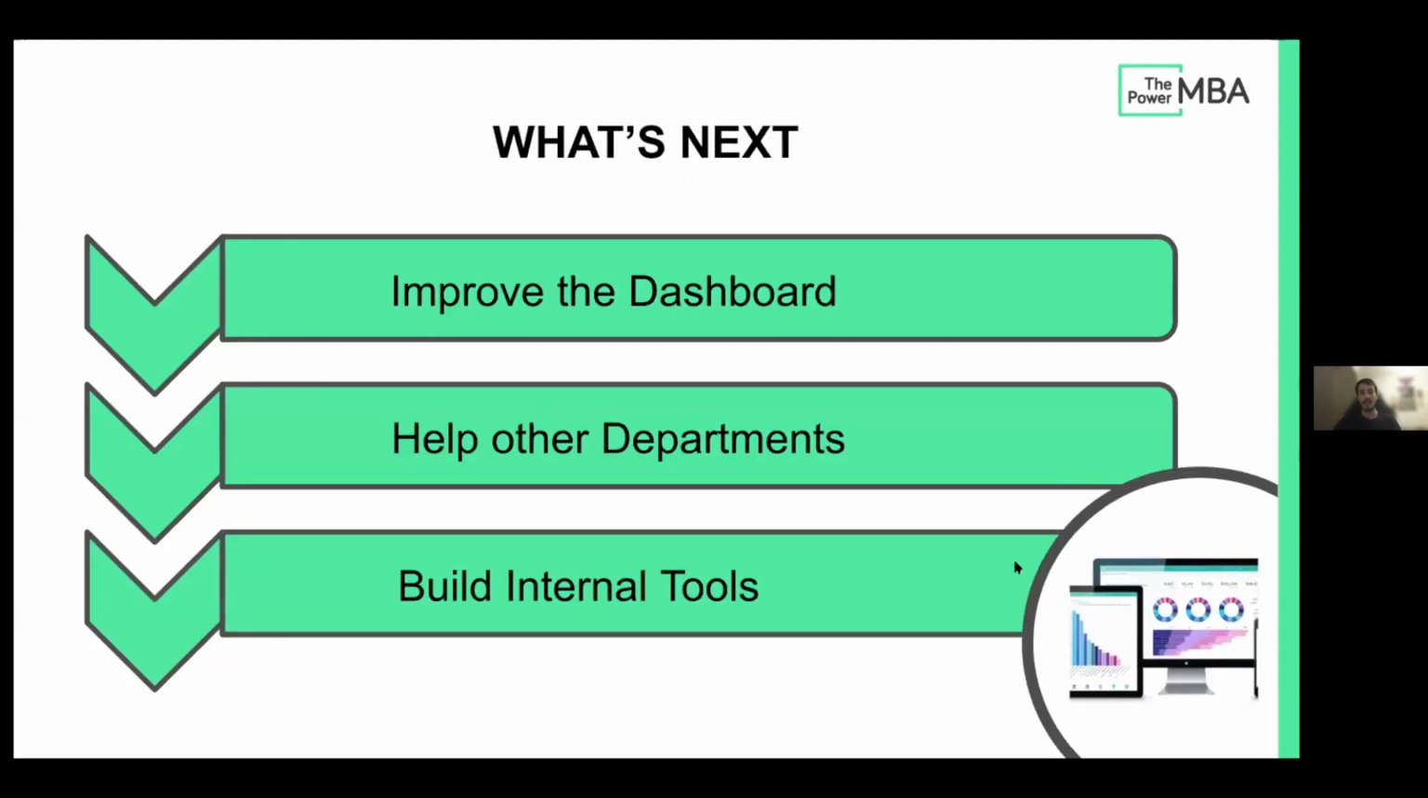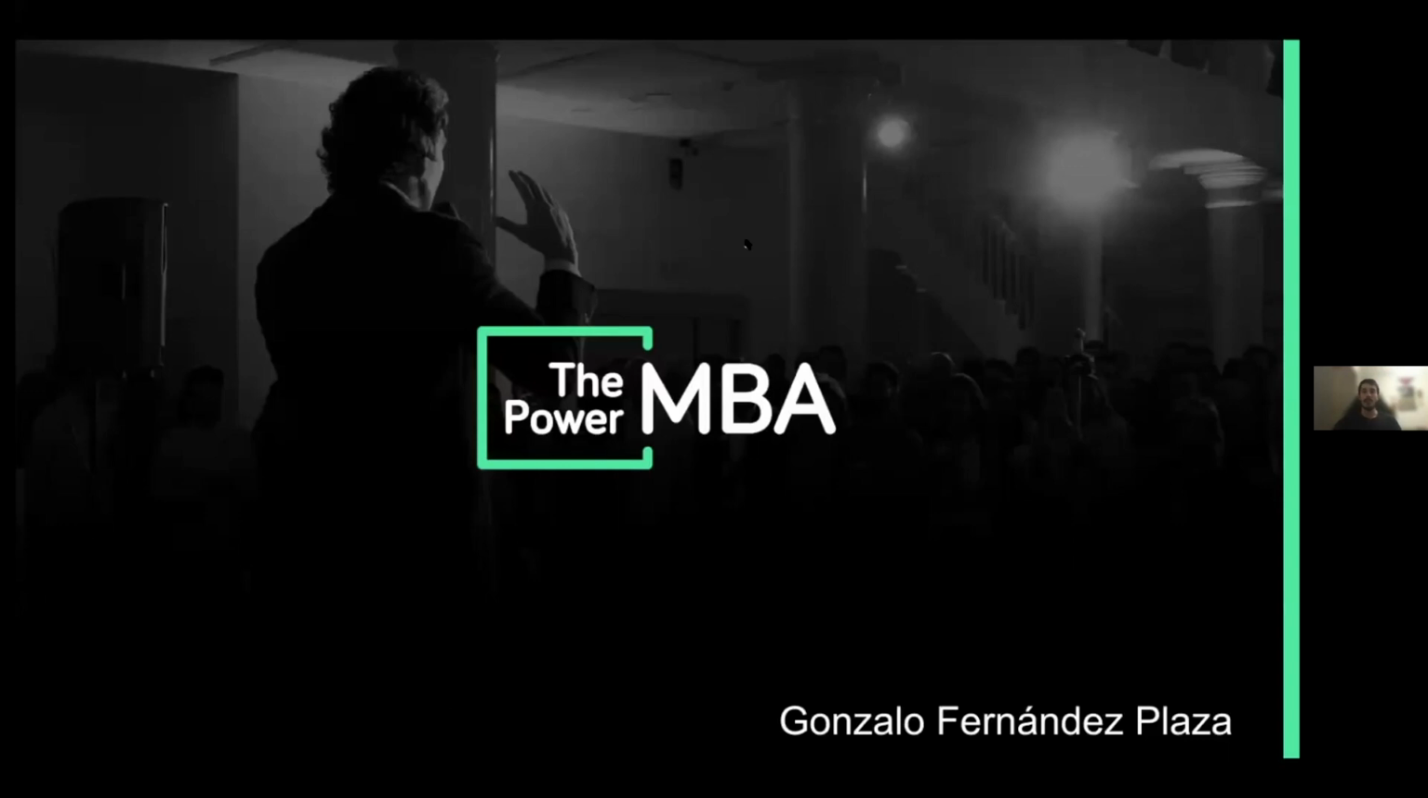The next steps are to improve the dashboard. Basically, we are showing the programs that we are selling, but we also want to show the money that we are spending in marketing campaigns so that we can have all the financial information in the same place. We also want to help other departments and build internal tools for the IT department as well. And basically, that's all. Thank you.